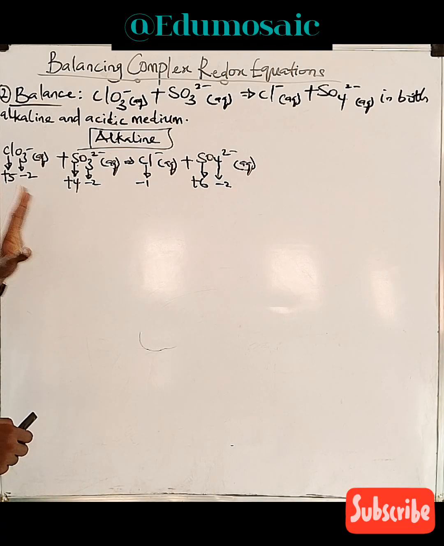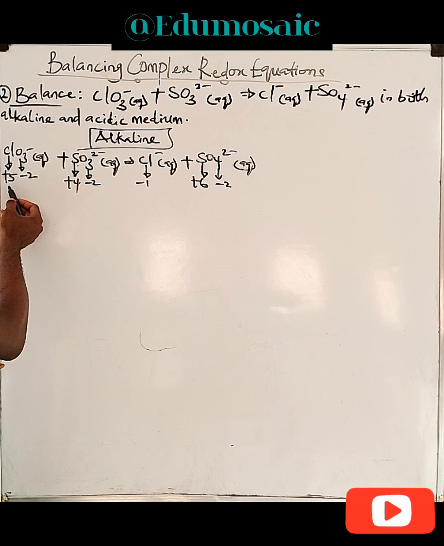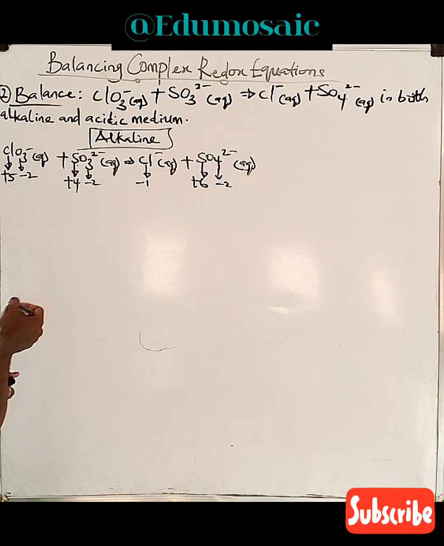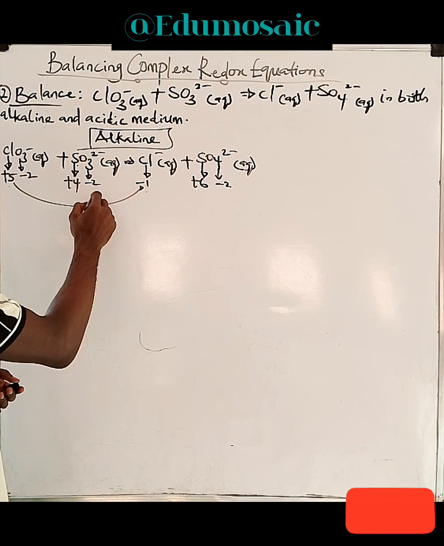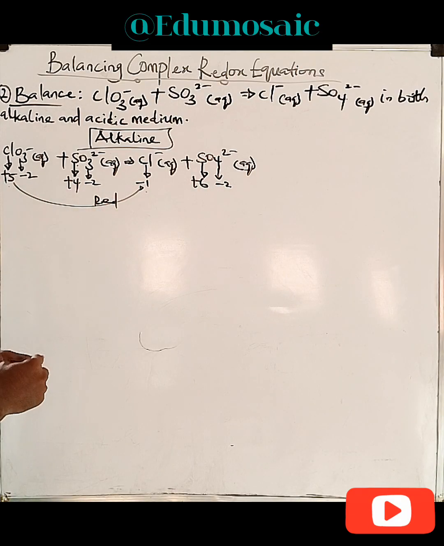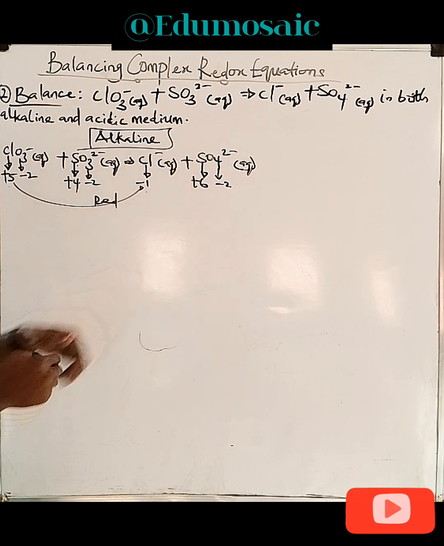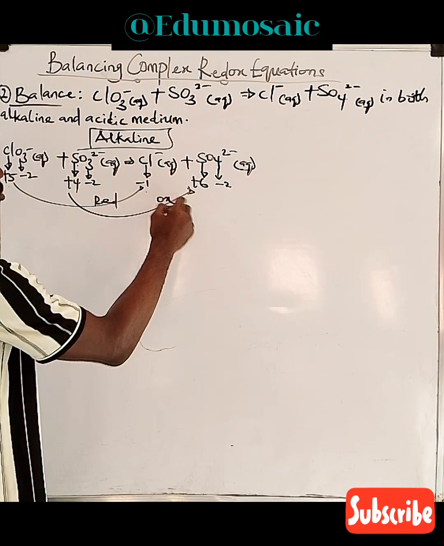So now let's focus on the oxidation and the reduction. The chlorine here is +5, and the chlorine here is -1. So what does that mean? It means there is a reduction from +5 to -1. So this is reduction, RED. Now let's look at the sulfur. Sulfur moved from +4 up to +6. So sulfur underwent oxidation. That's an increment in oxidation number.